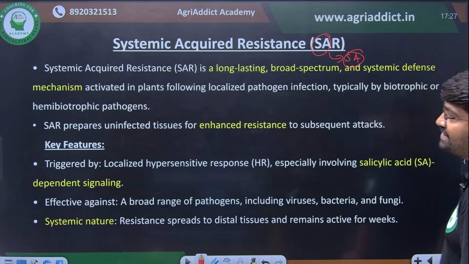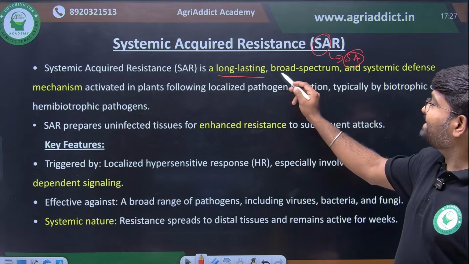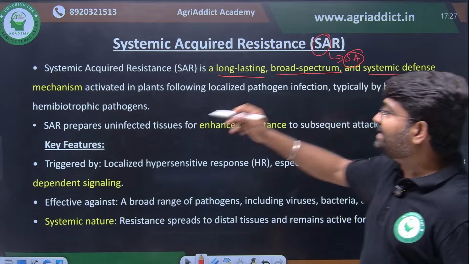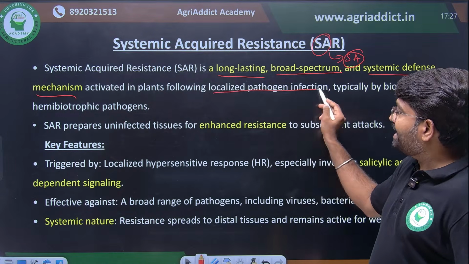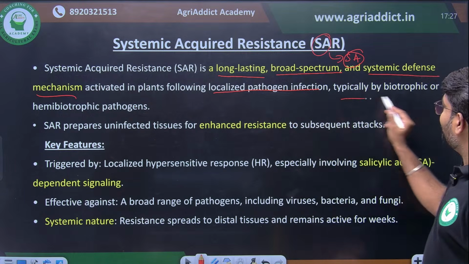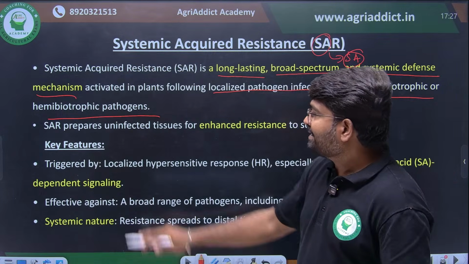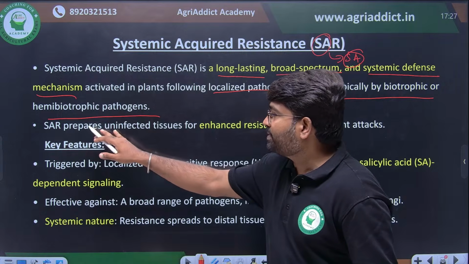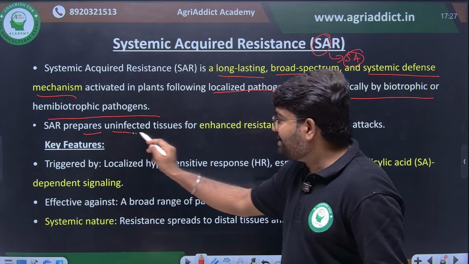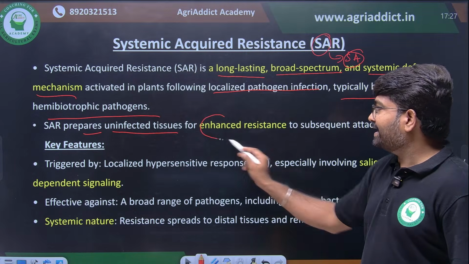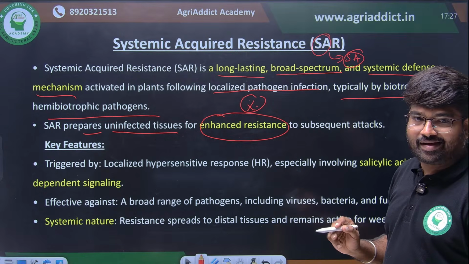Now you see the definition. What is systemic acquired resistance? It is a long-lasting, broad-spectrum, systemic defense mechanism activated in plants following localized pathogen infection, typically by biotrophic or hemibiotrophic pathogens. What is the reason? SAR, systemic acquired resistance, prepares the uninfected tissues for enhanced resistance. I hope this is clear to everyone.